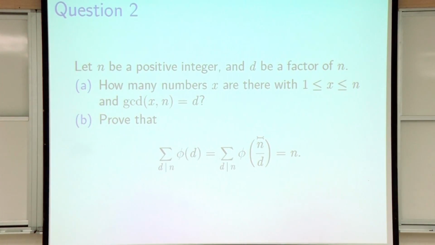And question 2, let n be a positive integer and d be a factor of n. How many numbers x are there with x between 1 and n and GCD(x, n) equal to d? And then prove that this summation is equal to this summation, which is equal to n.